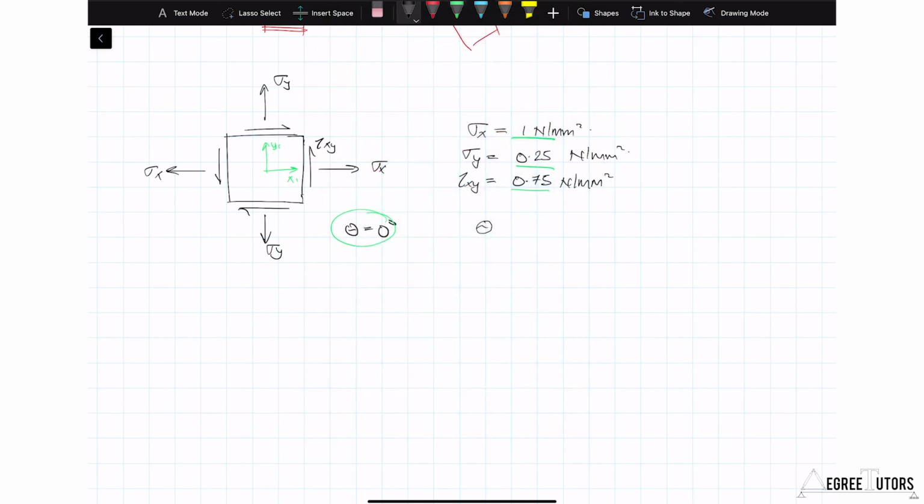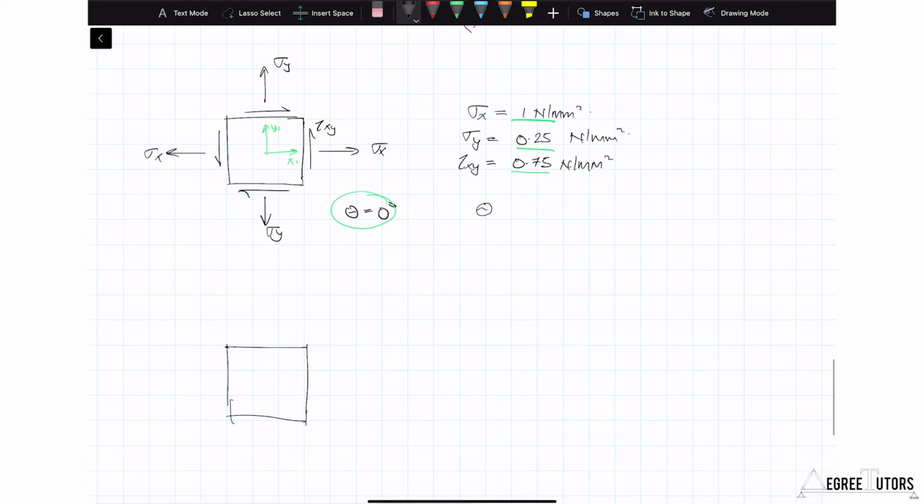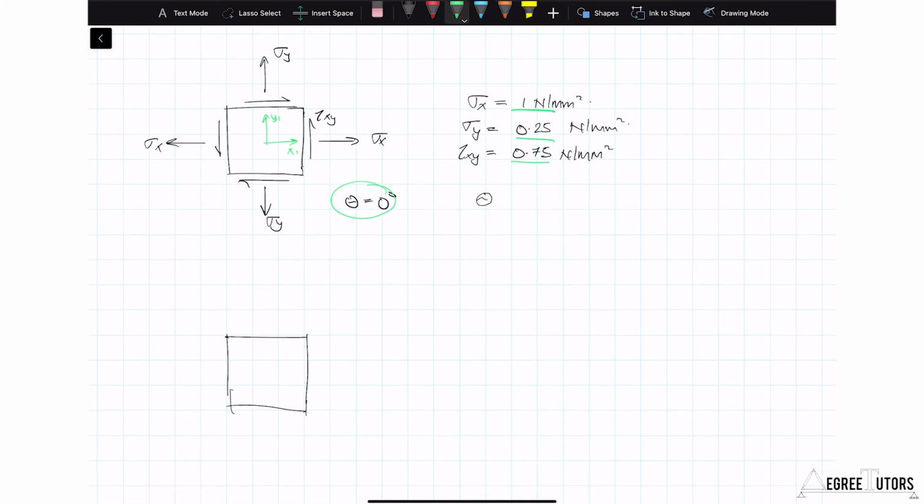Well, the element doesn't look like it's changed, right? Because it's just rotated by 90 degrees. That was a square to start off with. But our set of axes has rotated. So now this is the x1 axis and this is the y1 axis. So our set of axes have rotated as well. This is going to be theta equal to 90 degrees, which means this now is going to be sigma x1 and this is going to be sigma y1.